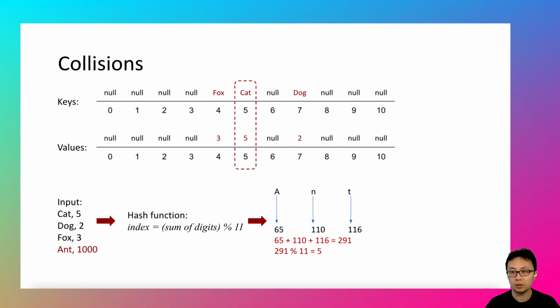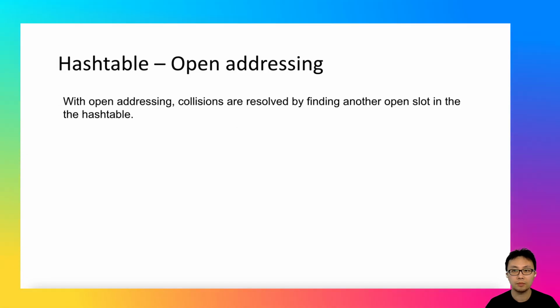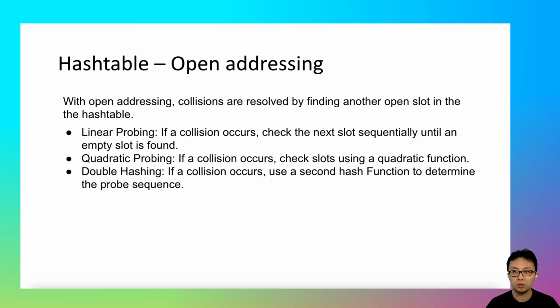How does open addressing solve this problem? With open addressing, collisions are resolved by finding another open slot in the hash table. We call this process probing. It is handled via a probing function. Some common types of probing include linear probing, quadratic probing, and double hashing.